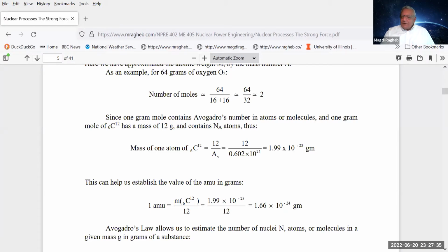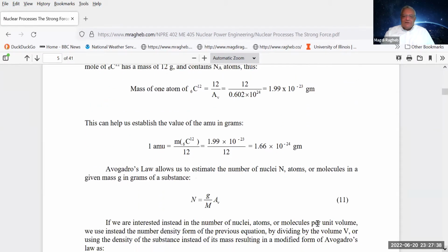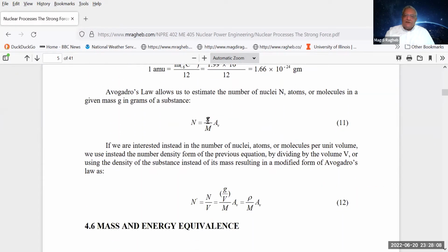Now, Avogadro's law allows us to estimate the number of nuclei, atoms, or molecules, depending on the context, in a given mass in grams of a substance. If you go back to Avogadro's law, the number of moles is the mass that we have at hand divided by the molecular weight, multiplied by Avogadro's number. So if you are interested, instead of the number of nuclei, atoms, or molecules, in a unit volume, we divide that mass G here by the volume, and that gives us the density.